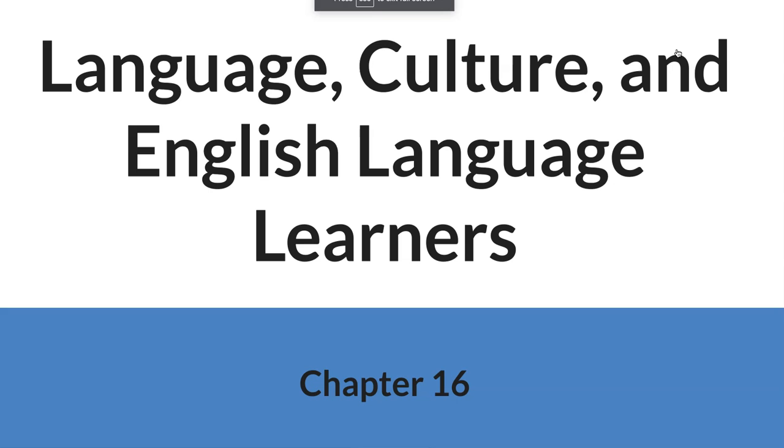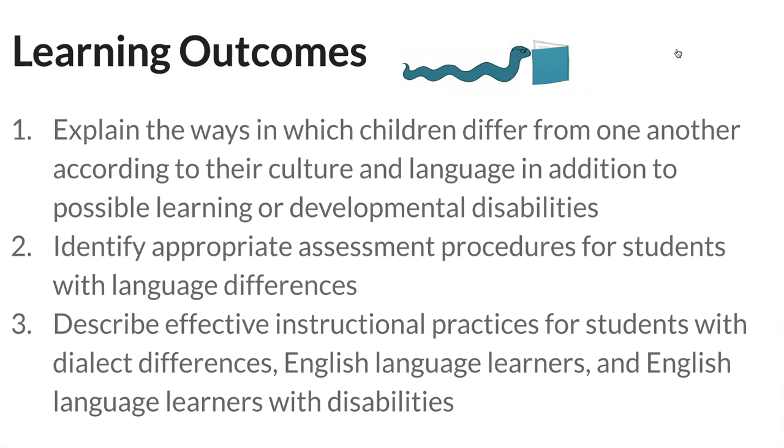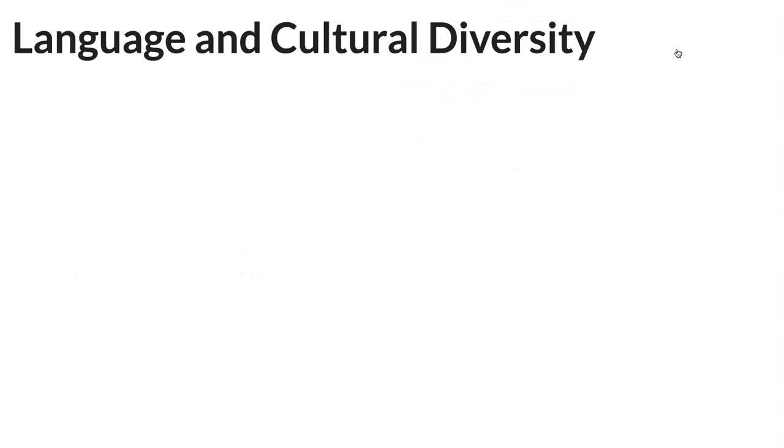All right, here we go with Chapter 16, Language, Culture, and English Language Learners. The outcomes for the chapter: explain the ways in which children differ from one another according to their culture and language, in addition to any possible learning or developmental disabilities. Identify appropriate assessment procedures for students with language differences. Describe effective instructional practices for students with dialectical differences, English language learners, and English language learners with disabilities.